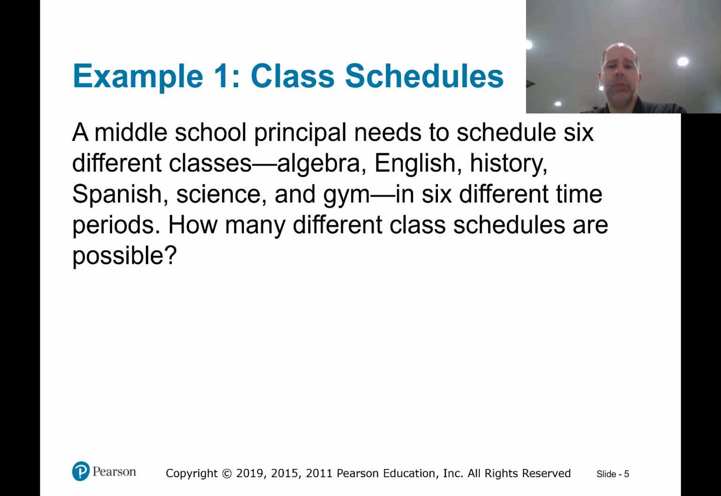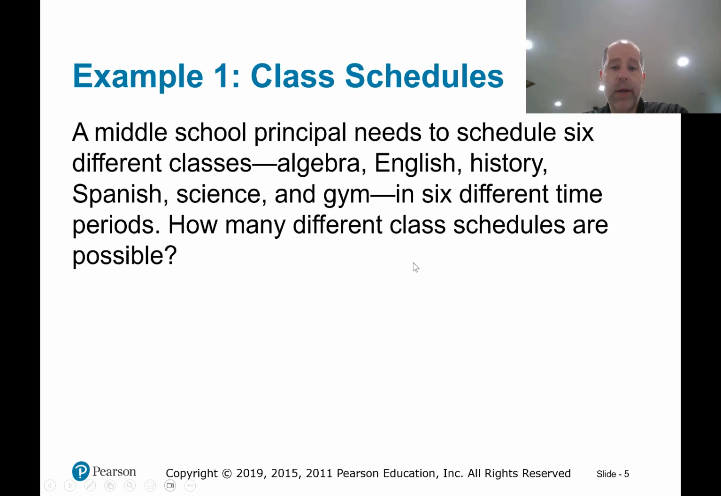So a middle school principal needs to schedule 6 different classes. So we have algebra, English, history, Spanish, science, and gym. So there are 6 different time periods, right? So we're going to fill in each one of the time periods with one of the 6 subjects, 6 classes. And the question is how many different schedules are possible?